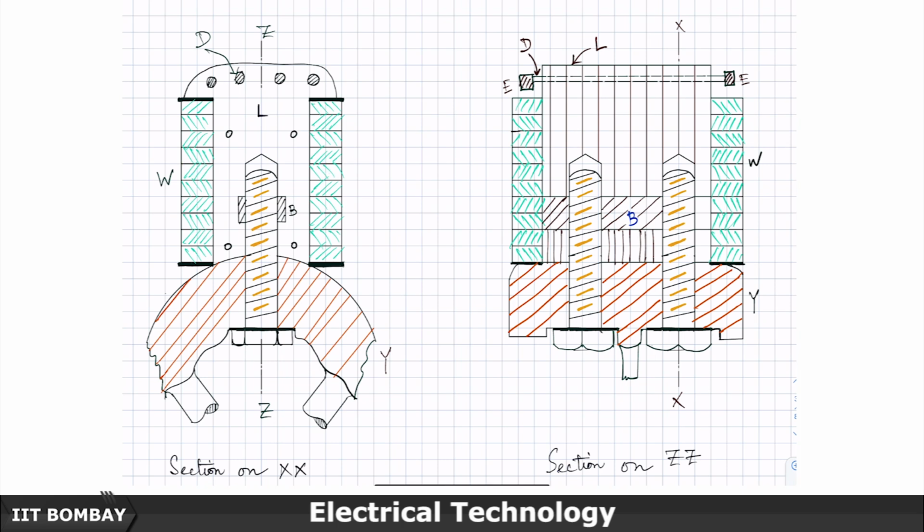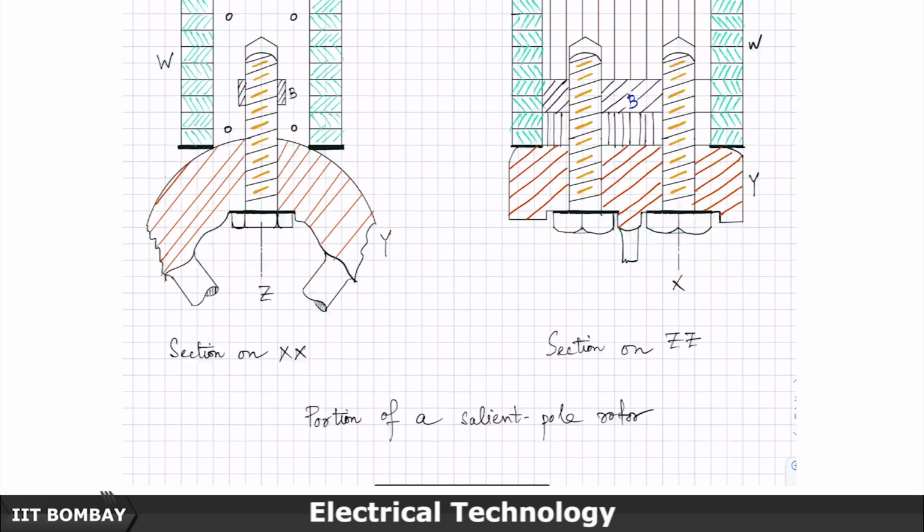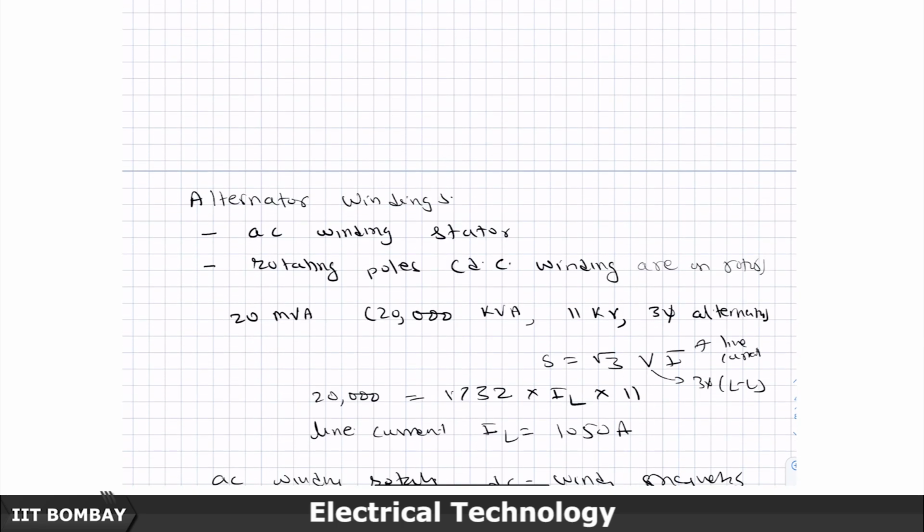These are the wedges, and there are some copper conductors here which are short circuited. This is to help parallel operation of alternators, or to provide some kind of damping. These things are kept for this reason.